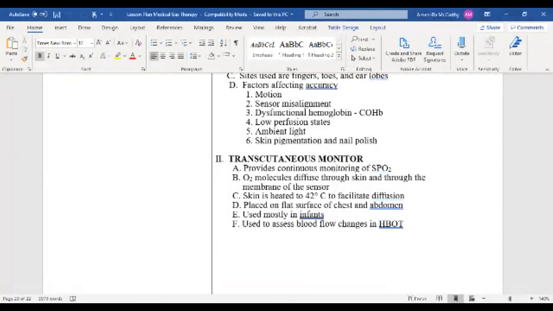It says place it on a flat surface of the chest and the abdomen. That's usually where they use it, on the chest or abdomen, and mostly in infants because their hands and fingers are so little, right? It's hard to put a little probe on an infant's finger. So we put a little transcutaneous patch on the baby, okay? And it's used to assess the blood flow changes in hyperbaric oxygen therapy, okay? So if somebody is in hyperbaric therapy, we can put that transcutaneous monitor on there to check their oxygen levels with that. That's the transcutaneous monitor.